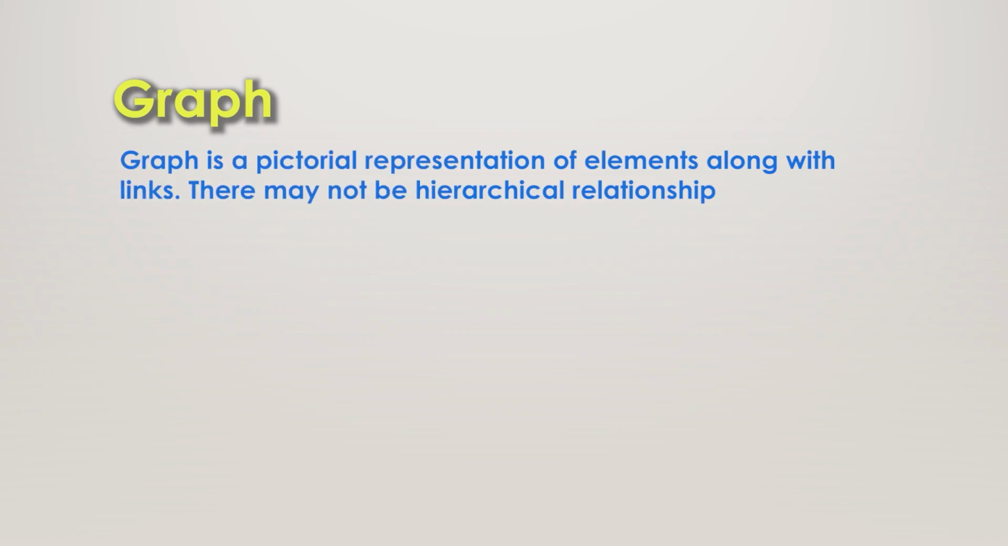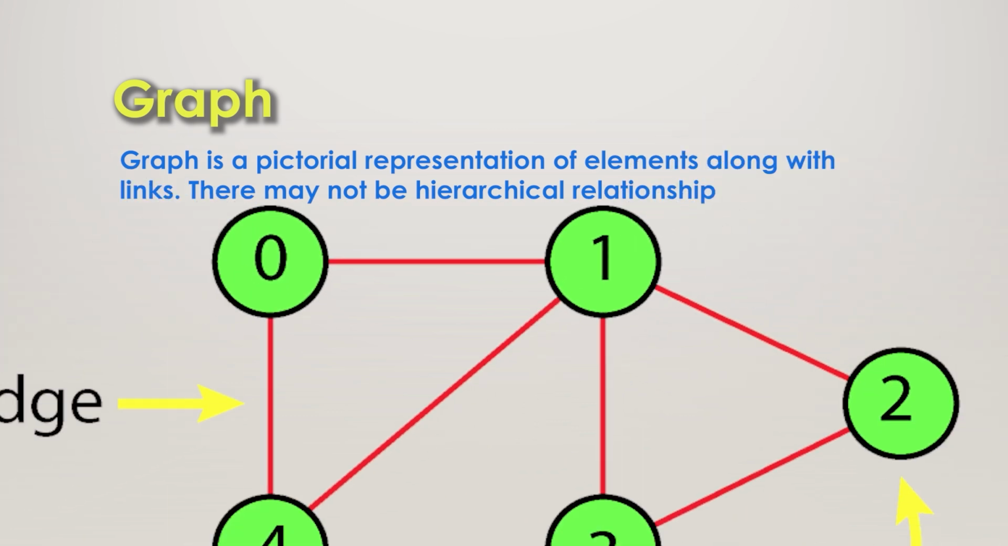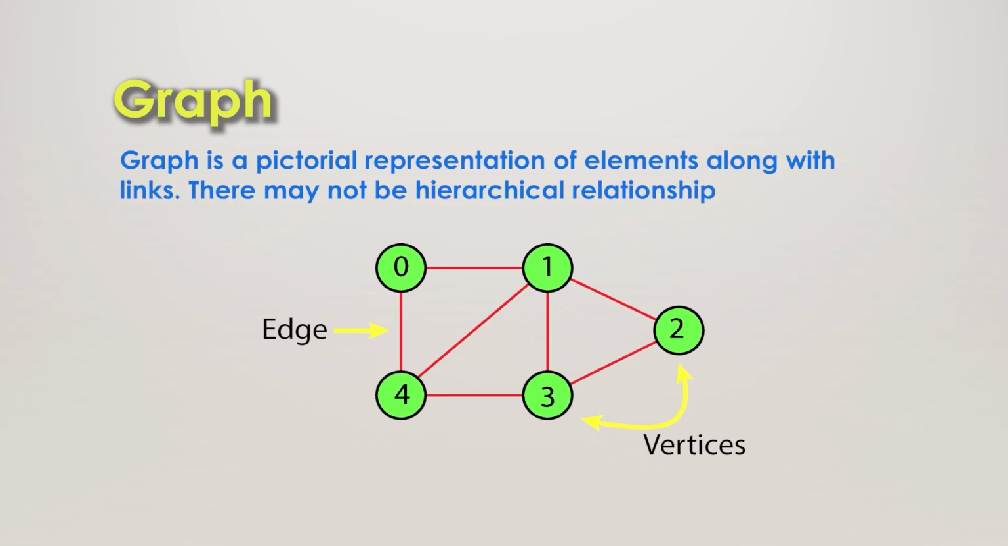So a graph is a pictorial representation of elements, and every element is associated with a link. As shown in this diagram, you will find that there is a node called 0, then 1, then 2, then 3, then 4, and there are certain edges connected. From 0 there is an edge connected to 1, from 0 there is an edge connected to 4. So there are connections between the different nodes. These nodes are called vertices, and these connections are called edges.